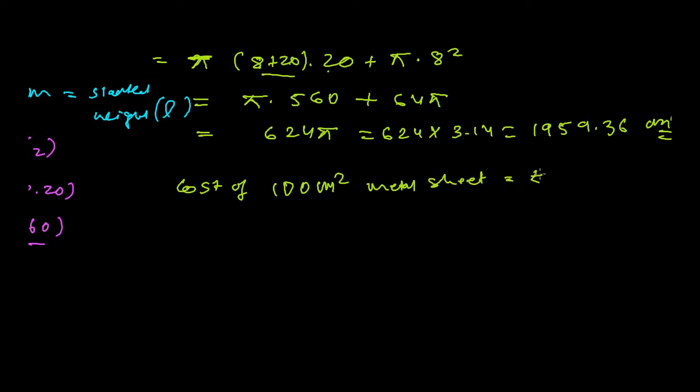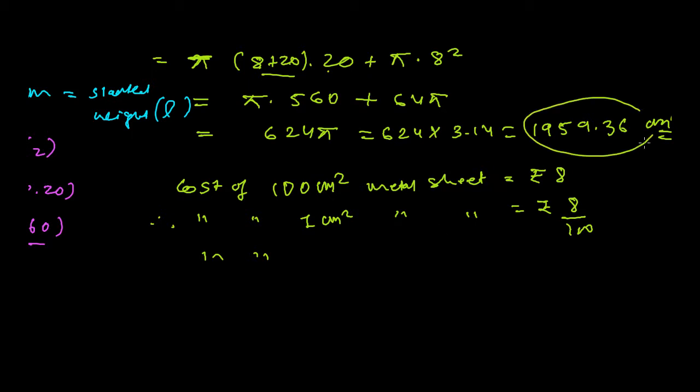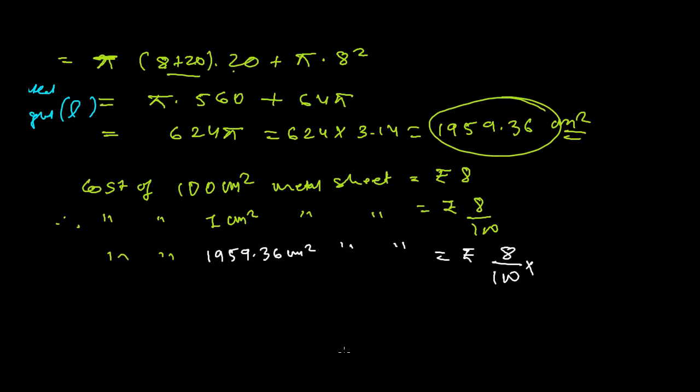All right, so the cost of 100 centimeter square metal sheet is 8 rupees. Therefore the cost of 1 centimeter square metal sheet will be 8 rupees divided by 100, and the cost of this much, 1959.36 centimeter square metal sheet, will be 8 over 100 into 1959.36. I need to multiply because for one we have this much, then for almost 2000 we have a lot, so that's why we need to multiply.